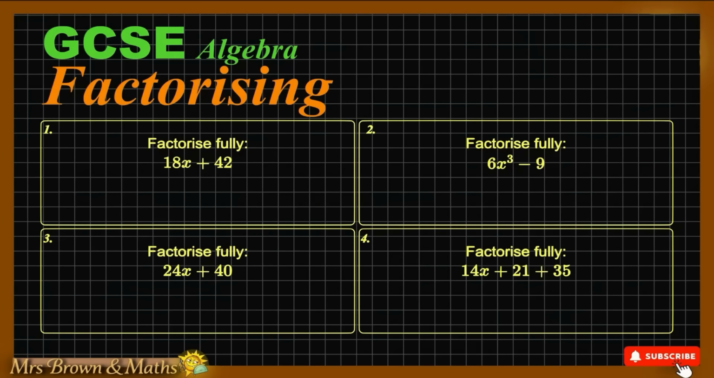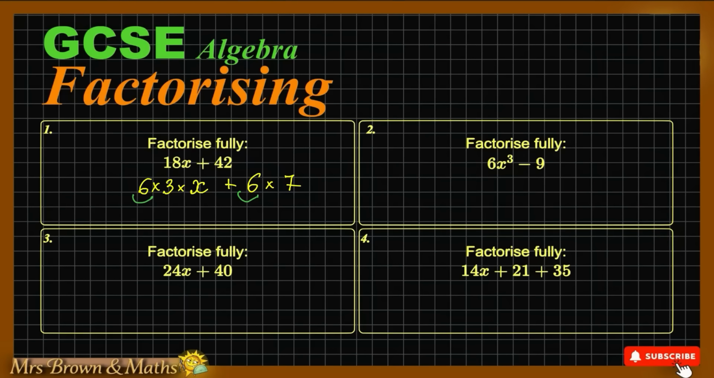We are factorizing fully. That means we break each term into factors, then take out what is common. Question 1. I can see that 18x and 42 can be divided by 6. So 18x becomes 6 times 3 times x, and 42 becomes 6 times 7. We see 6 is a common factor.